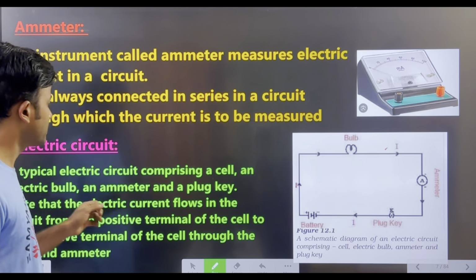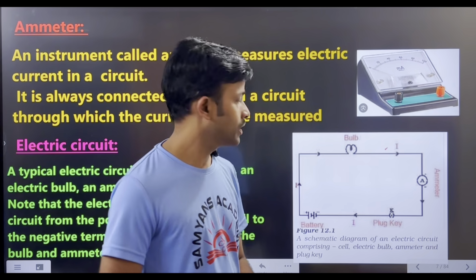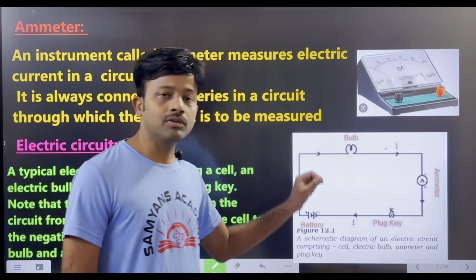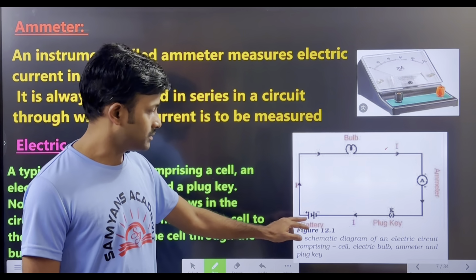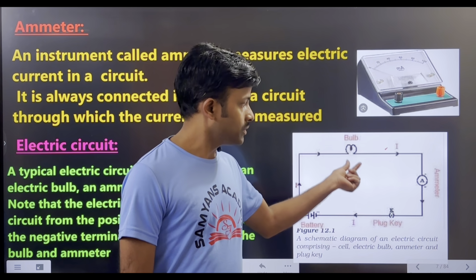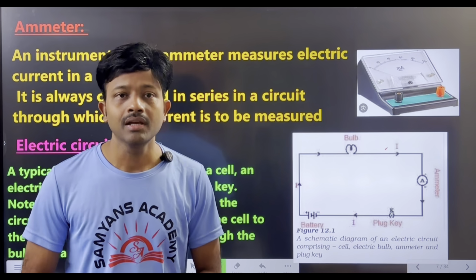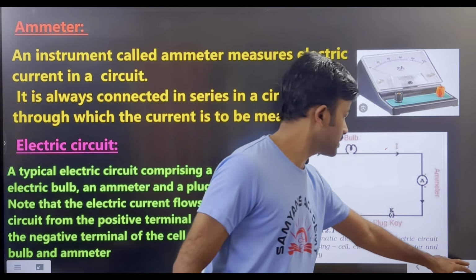Then an electric circuit comprising a cell, an electric bulb, an ammeter and plug key. So note that here electric current flows in the circuit from the positive terminal of the cell to the negative terminal of the cell through the bulb and ammeter. How is that electric current flowing in this circuit? From which terminal to which terminal is it flowing? From positive terminal to negative terminal, and it is flowing through the bulb, ammeter and switch key. And this total setup we call an electric circuit. We can see this electric circuit like this.